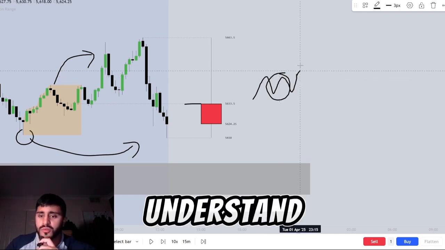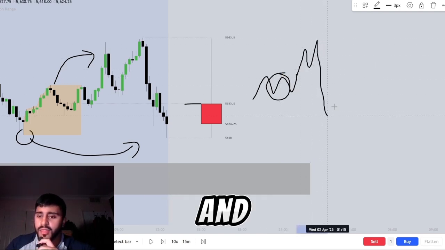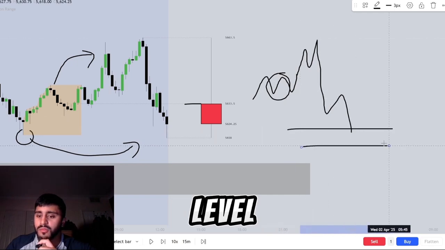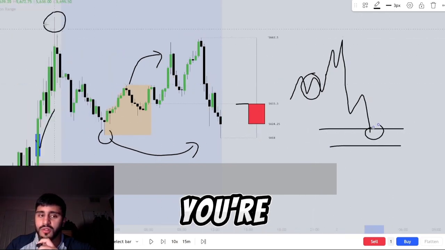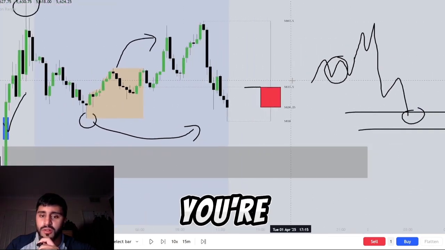This is important to understand. So we see price heading higher and then heading lower into a key level, right? These are the golden setups you're looking for. So it's really quite simple when you understand what you're looking for.